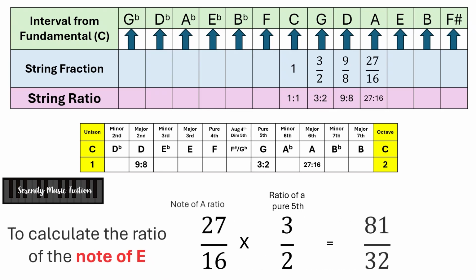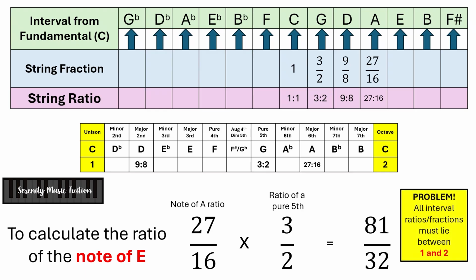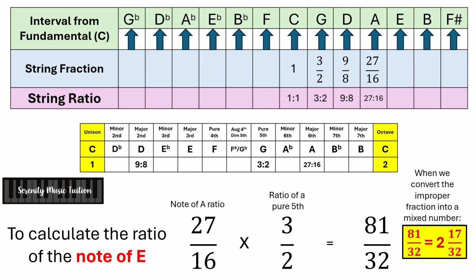Time to pile on our next fifth. To calculate the string ratio needed to produce the interval which leads to the note E, we need to take the ratio of the previous note of A and multiply it by the ratio of a pure fifth, which is 3/2. This gives us an interval fraction of 81/32. This is where we run into another problem. All of our string ratios need to lie in between the unison and the octave, and therefore in between the numbers 1 and 2. When we convert the improper fraction into a mixed number, we get 2 and 17/32, which is obviously greater than 2.